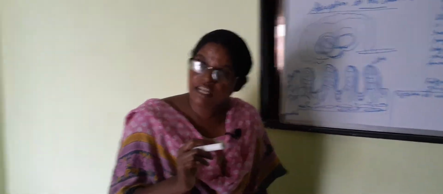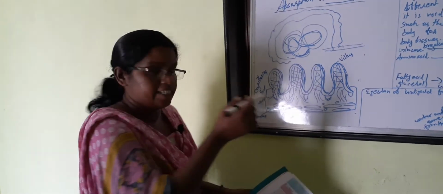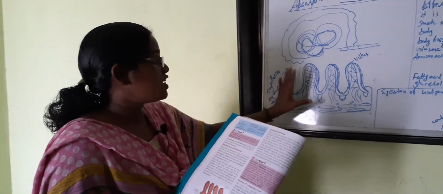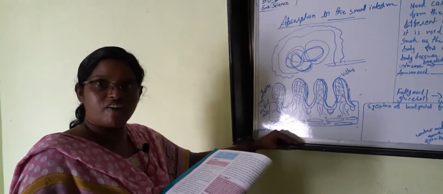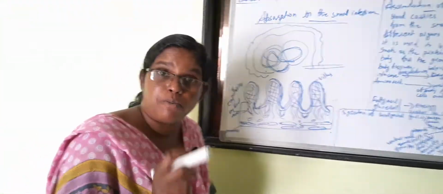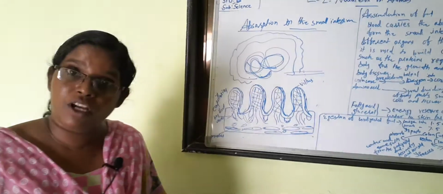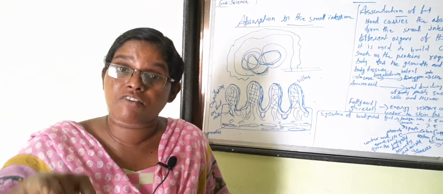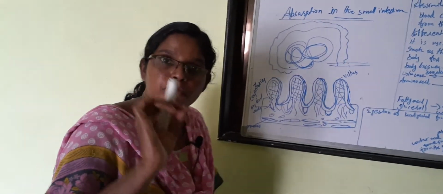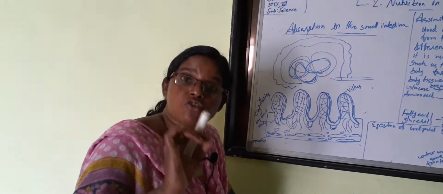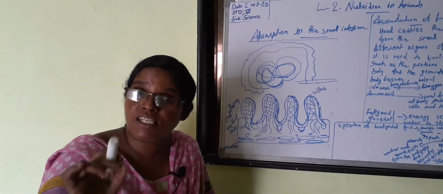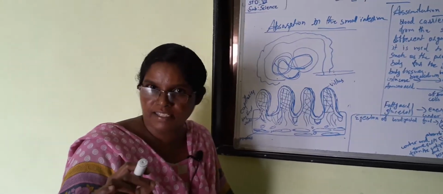Where are the villi? They are on the small intestine's inner wall, millions of finger-like projections. Note that our small intestine is 7.5 meters long, and its inner wall is full of villi, millions of finger-like projections or folds. Each villus has a network of thin blood vessels called capillaries. Okay, understand?